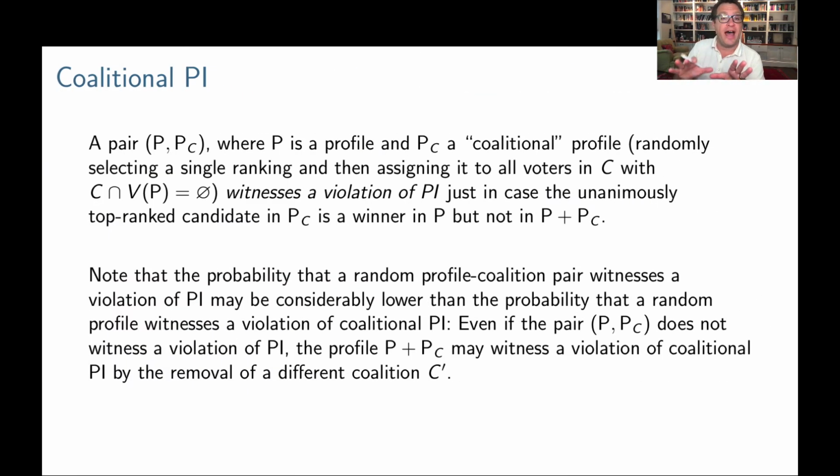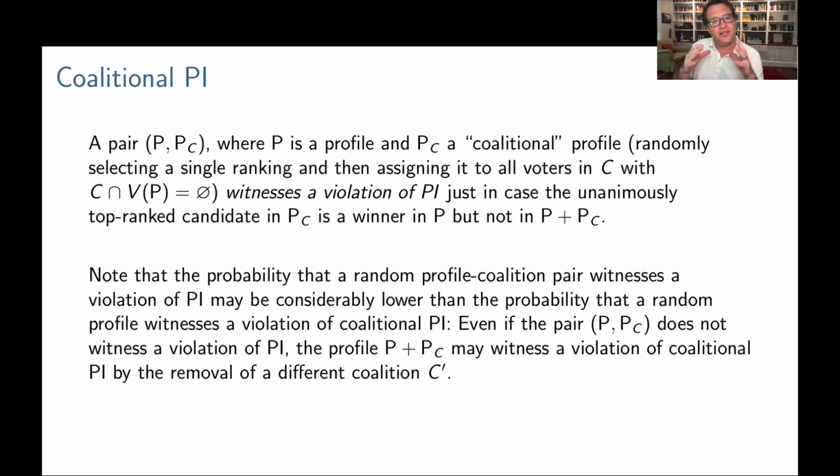This leads us to the last basic idea, that of coalitional PI. So let's say that a pair P, PC, where P is a profile and PC is a coalitional profile, that is a profile where every voter in C has exactly the same ranking. That pair witnesses a violation of PI just in case the unanimously top-ranked candidate in PC is a winner in P, but not in the profile P plus PC.